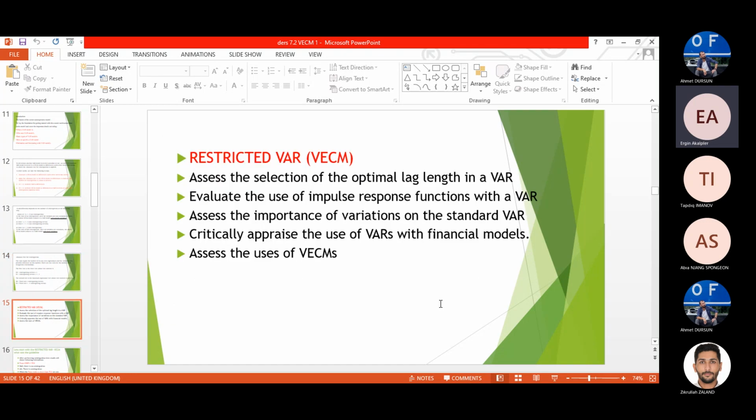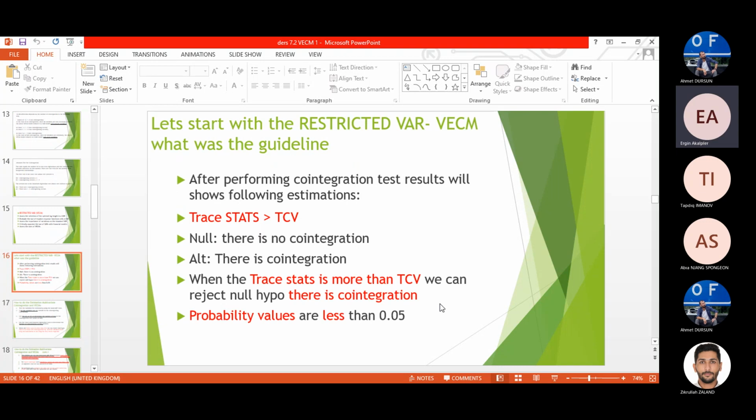The restricted VAR, so-called the vector error correction model: assess the selection of the optimal lag length in a VAR, evaluate the use of impulse response functions with a VAR, assess the impulse response variation on the standard VAR, critically appraise the use of VARs with financial models, and assess the use of vector error corrections. Let's start with the restricted VAR.